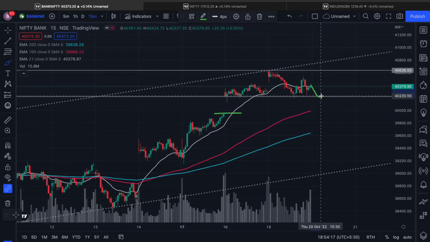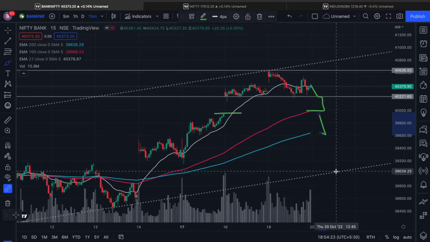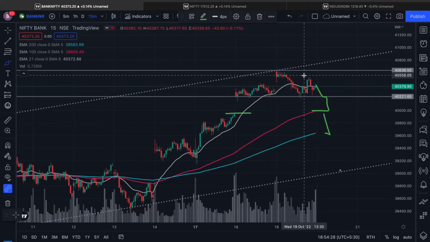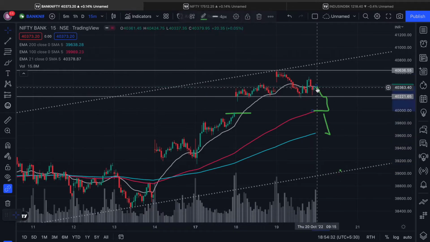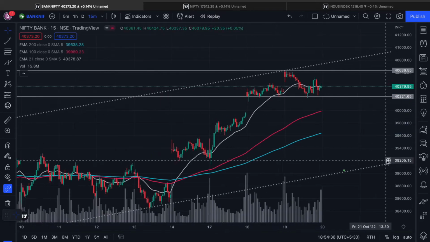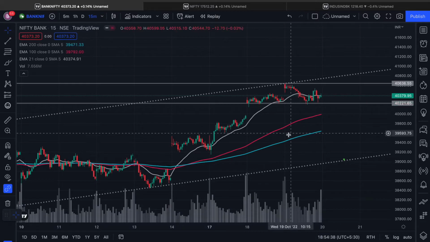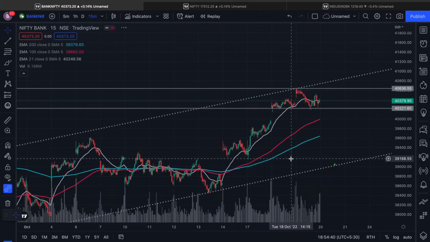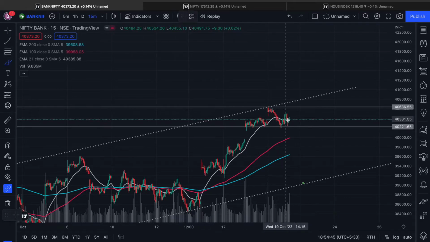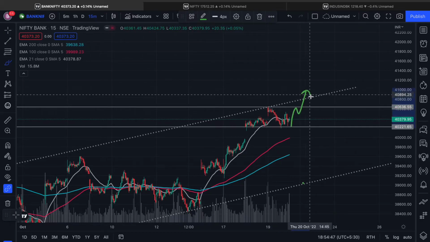And eventually if it breaks this one, then we can expect a correction till here, followed by the 200 EMA, followed by ultimately this 39k mark, right? So yes, this fall is possible considering this short-term trend, right? But if I were to talk about the world markets, so yes, the sentiments are looking pretty bullish as of now. So we can also expect a breakout on the upper side, right?